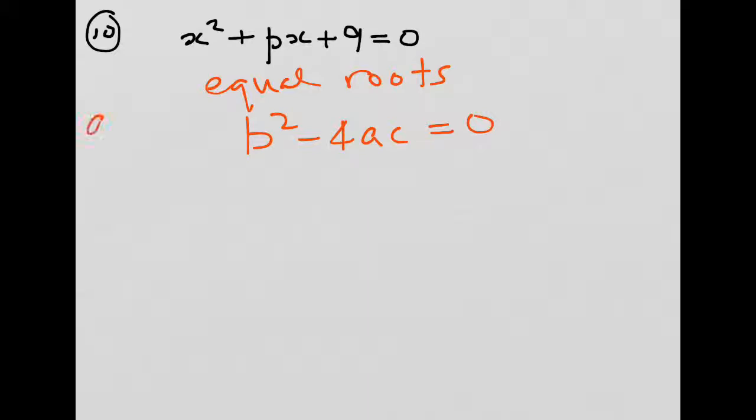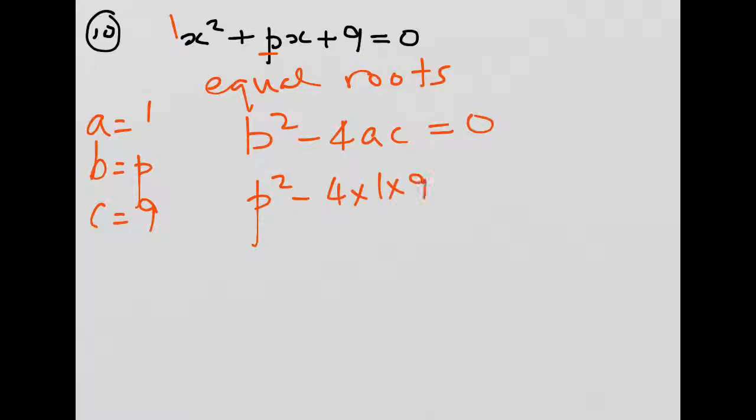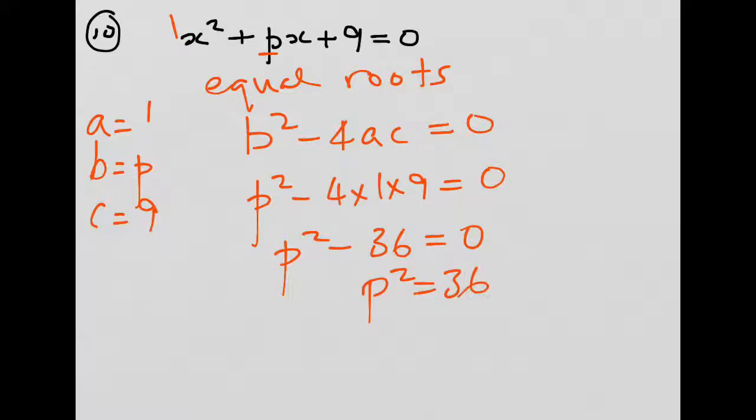So identify your a. What's before the x squared? There's a 1. What's before the x, the b? There's a p. What's left for c is a 9. Plugging that into the formula, we end up with p squared minus 4 times 1 times 9 is 0. So p squared minus 36 is 0. Take the 36 over, square root, and your answer is positive and negative 6.